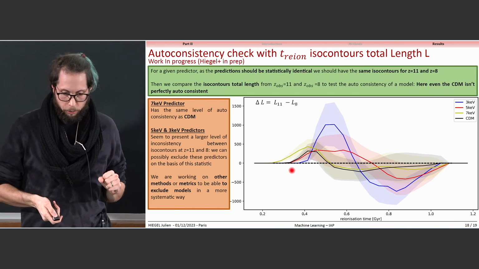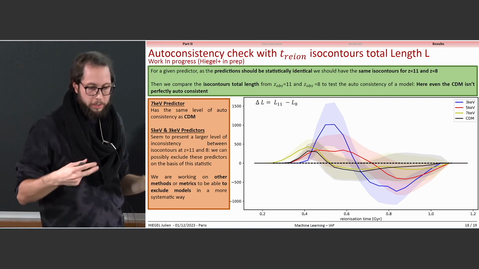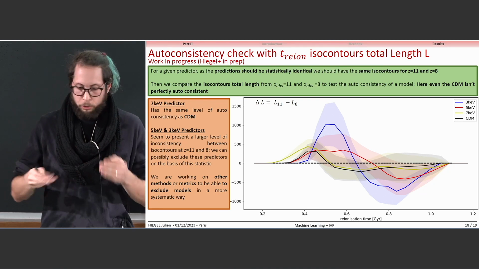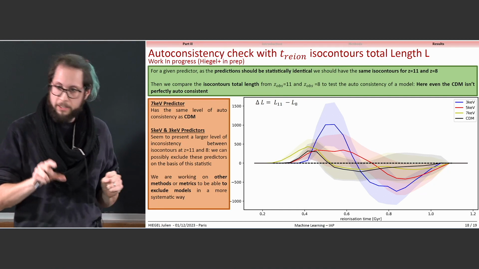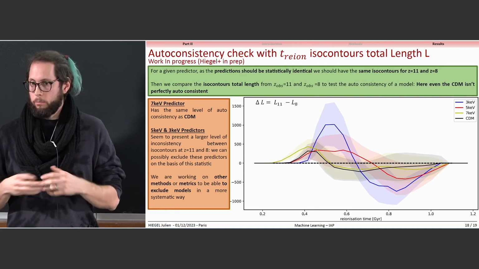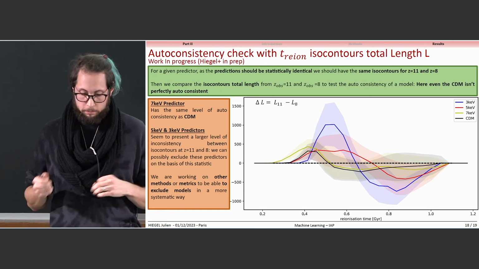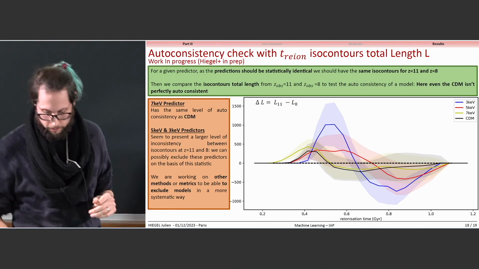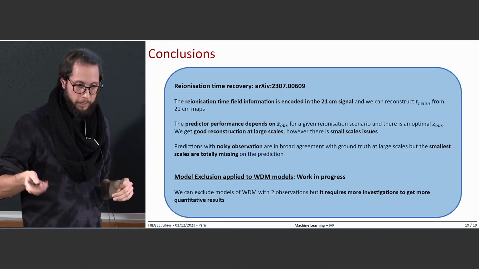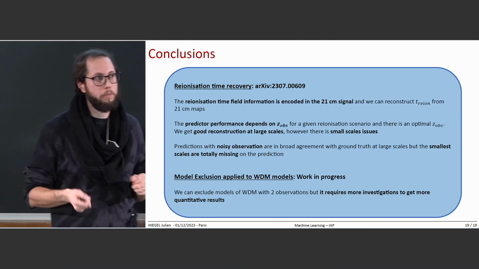Concerning the red and blue curves, they are for the 5 and 3 keV. And here it seems to present a larger level of inconsistency between the two redshifts. So based on this statistic, we may exclude these two models. But we need a more quantitative metric to confirm that fact. This is a work in progress. Okay, so now I think I'm running out of time, but I leave you with my conclusion, and thank you very much for your attention.